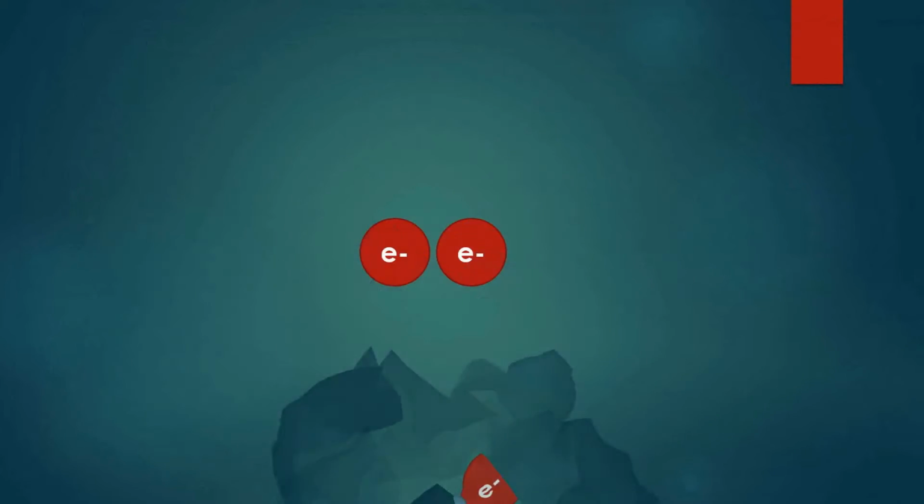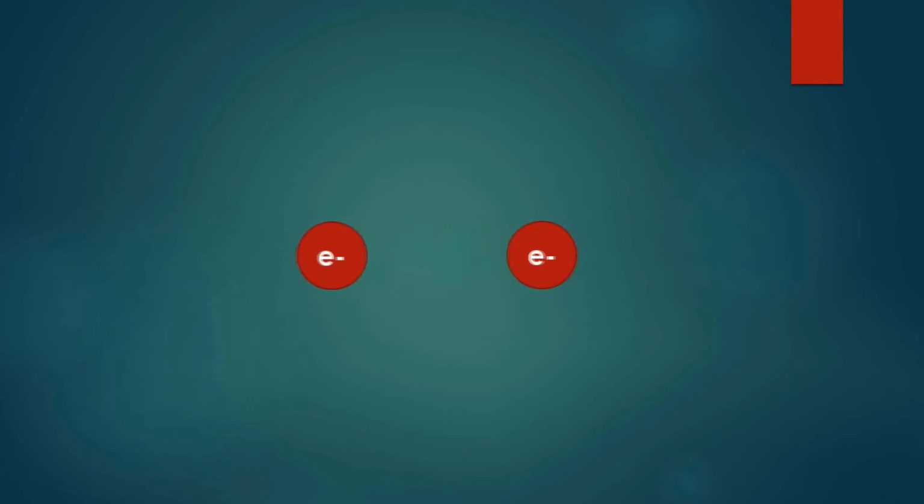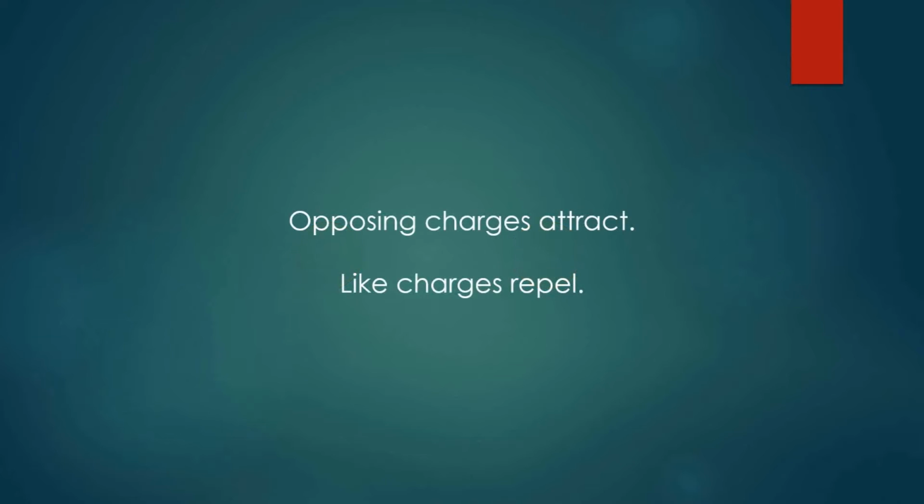So let's set up another experiment. I've taken two electrons, each with a negative charge, and placed them right next to each other. Let's let them go and see what happens. It looks like these two repel each other. From this we can conclude that opposing charges will attract one another and like charges will repel each other.